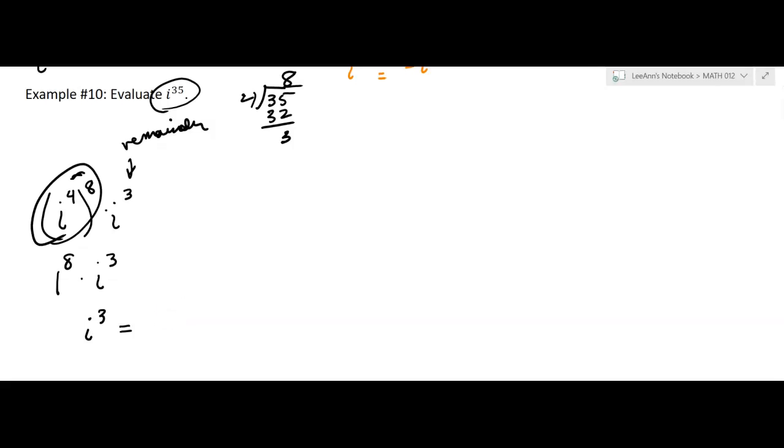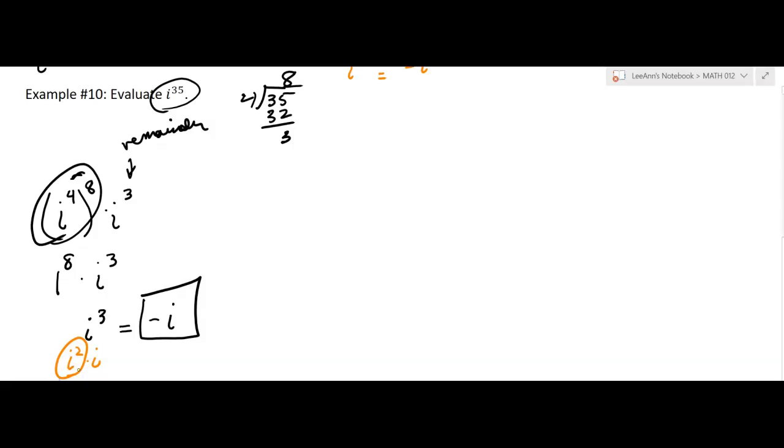Negative i. So that's going to be my answer. Remember, I only have 4 choices: 1, i, negative i, or negative 1. I didn't say those in the right order, but those are the 4 choices. If you got stuck and didn't remember what i cubed was, you could think of it as i squared times i. But you know i squared is negative 1.